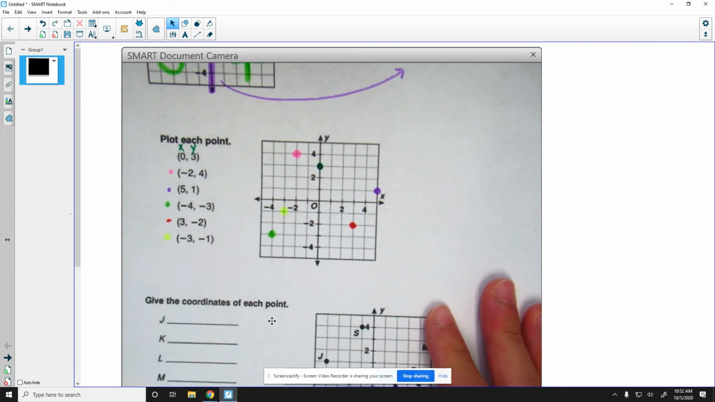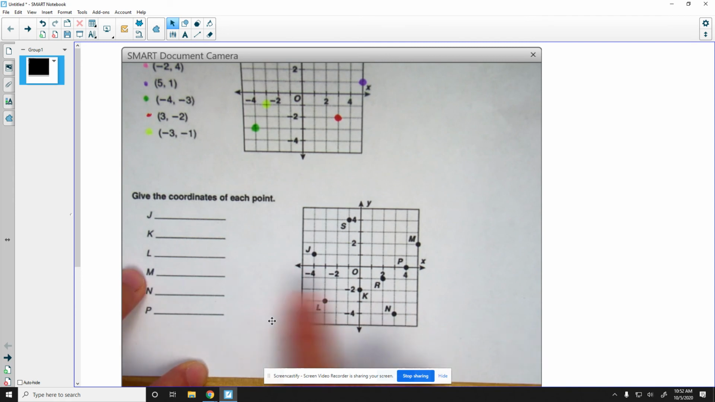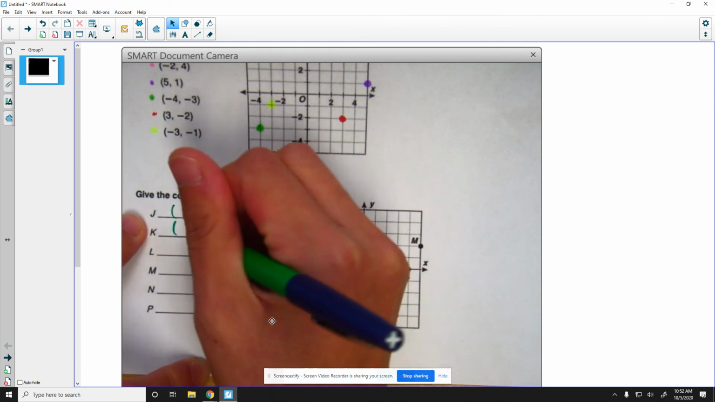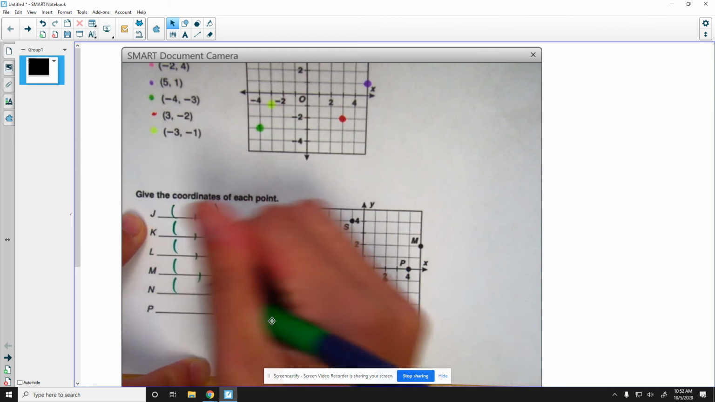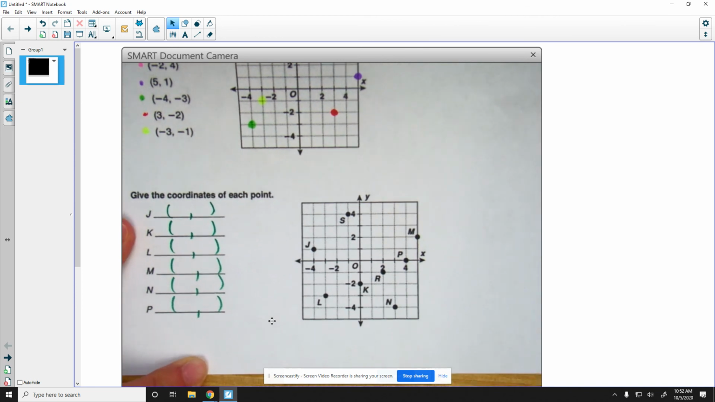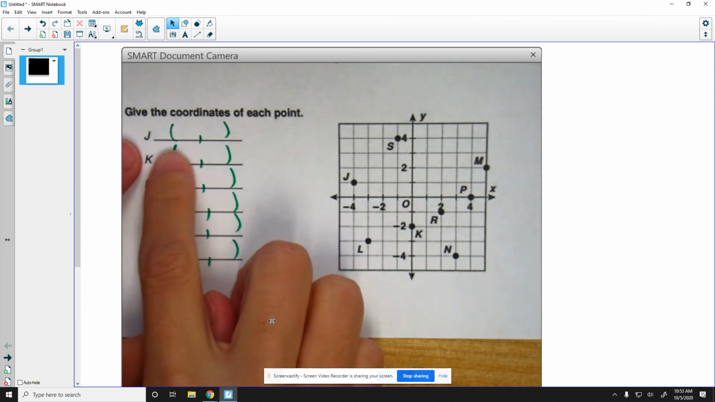Okay, now let's go backwards. I have a point. Let's figure out what point it is, something comma something. So my answer is always in parentheses, and there's always a comma between them. So I'm just going to set it up. Okay, let me zoom in. Okay, the first one they want me to know is letter J.